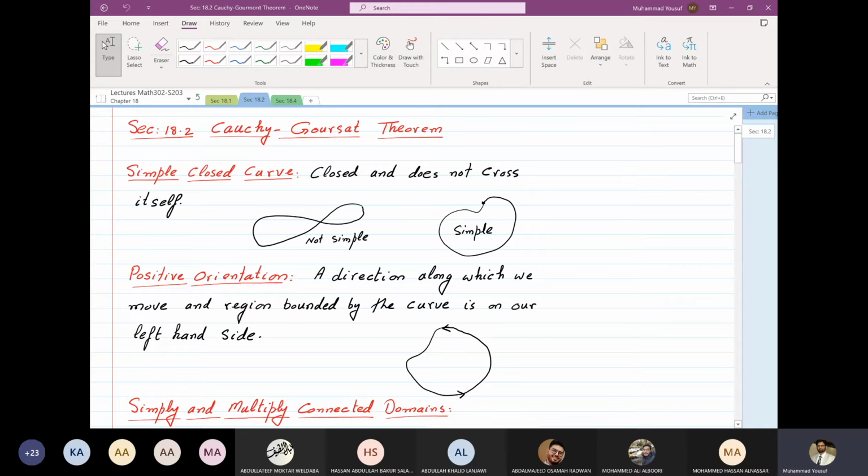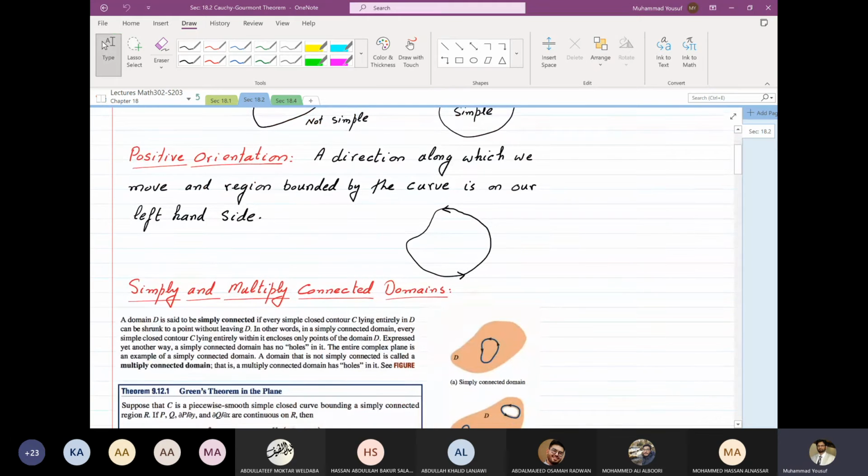So we have simple and closed. Of course, closed we can just look at, and simple is when it crosses or does not cross. Now, positive orientation, as I mentioned in the previous section that I will tell you later. So here I have written the definition: a direction along which we move and the region bounded by the curve is on our left hand side.